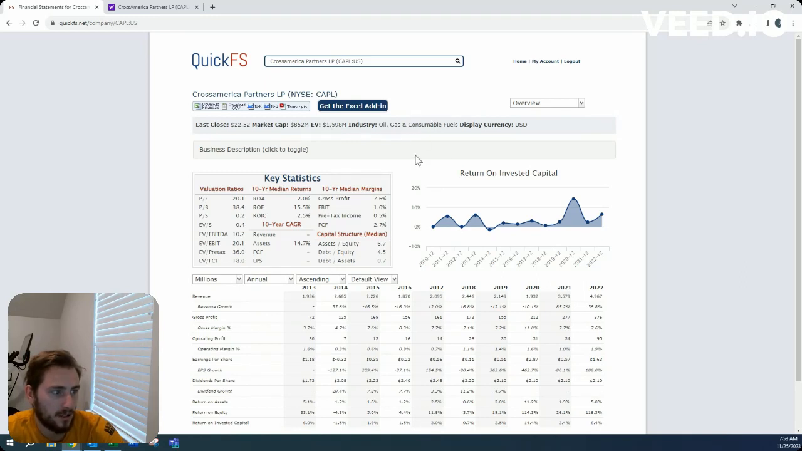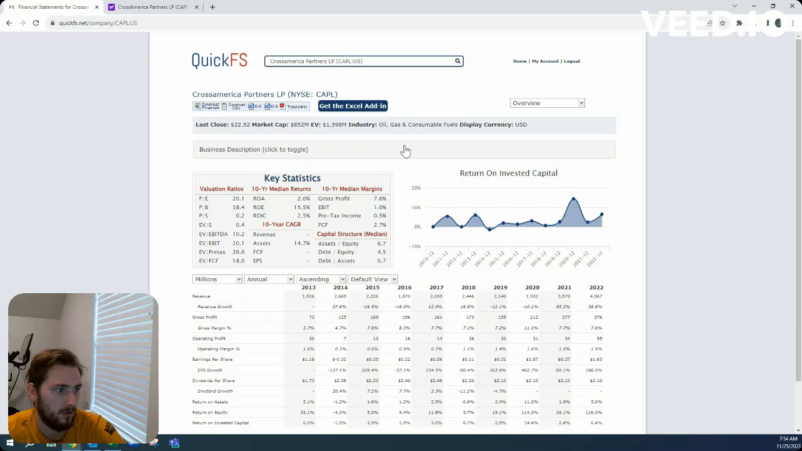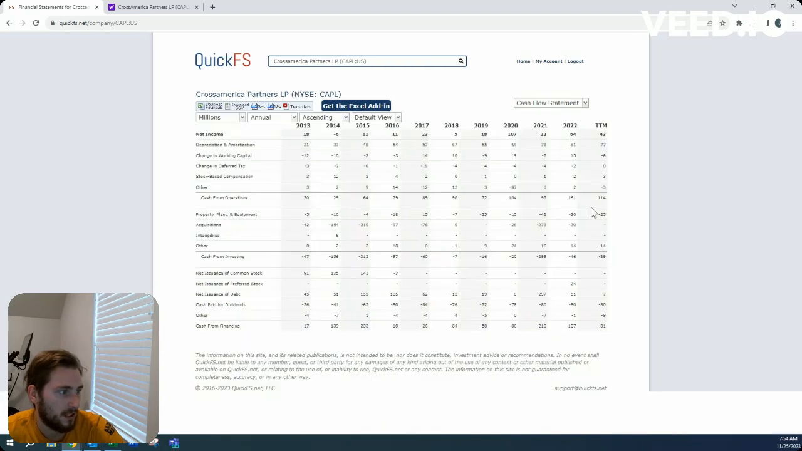It's in the oil, gas, and consumable fuels. Looks like they do wholesale and retail distribution on motor fuels. Quick look at PE, not super cheap, price to book. So let's just see what the cash flow looks like.